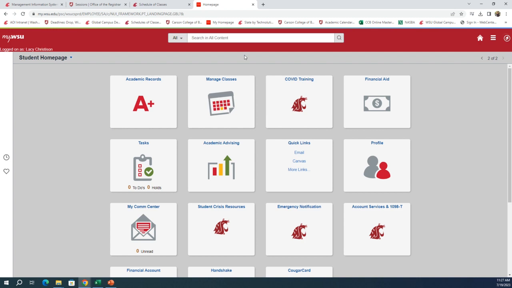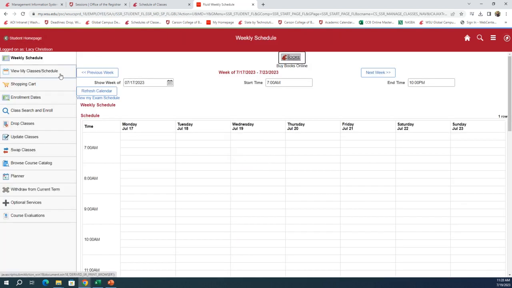Now you can also find the specific start and end dates for your courses, as well as their important deadlines, by viewing those courses specifically within your MyWSU. When you're in your MyWSU, you'd click on Manage Classes, view my classes/schedule, and then you'll be able to see your specific courses for that term. And by clicking on them individually, you will see when they start, end, and their specific deadlines.